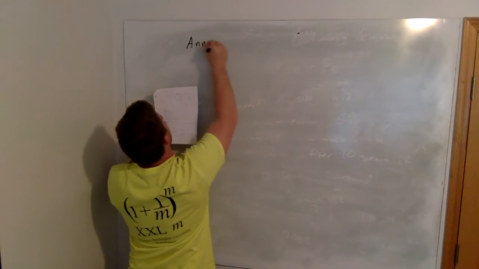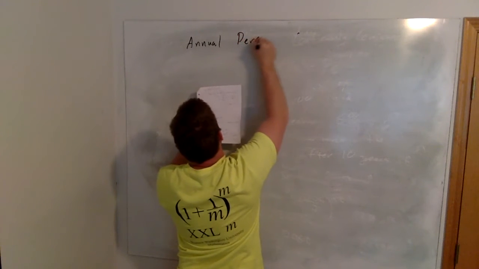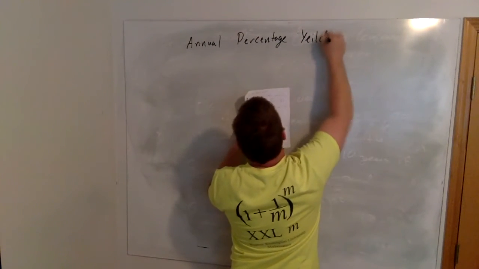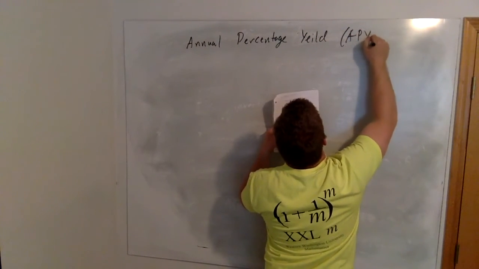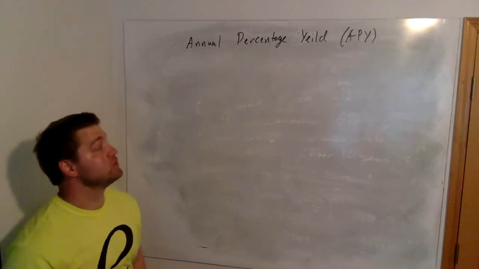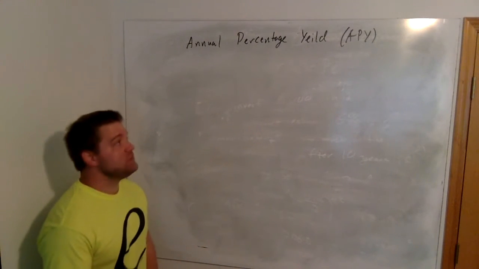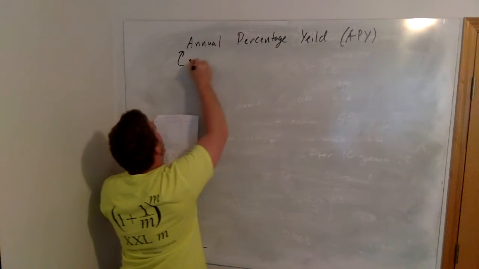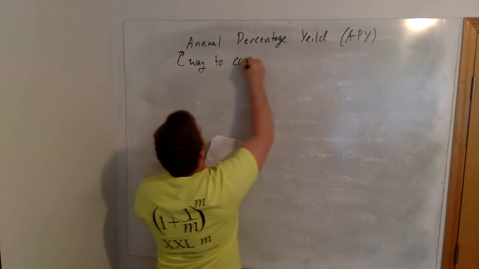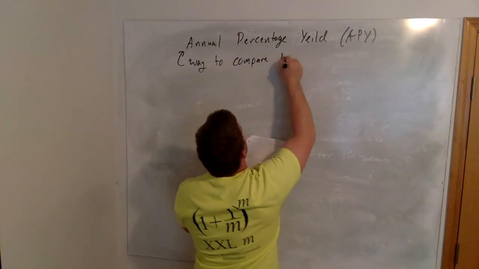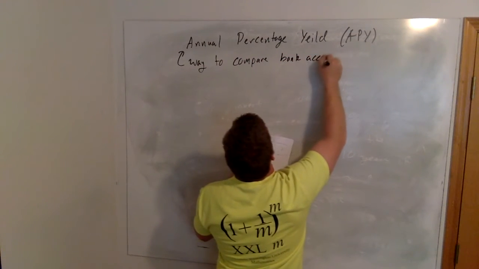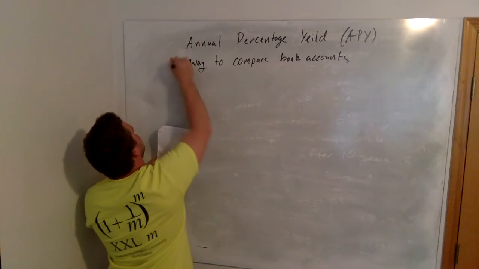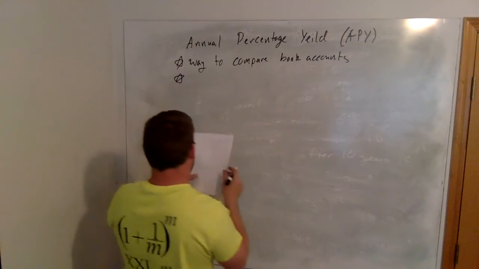So let's talk about the annual percentage yield. Okay, this is sometimes called the APY, and this is often something a bank will report to you. They'll tell you your annual percentage yield, which just means an annual interest rate. So a few notes here: this is a way to compare bank accounts. And what is it? It's the interest rate.